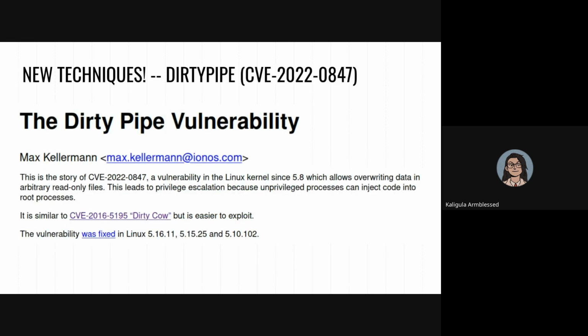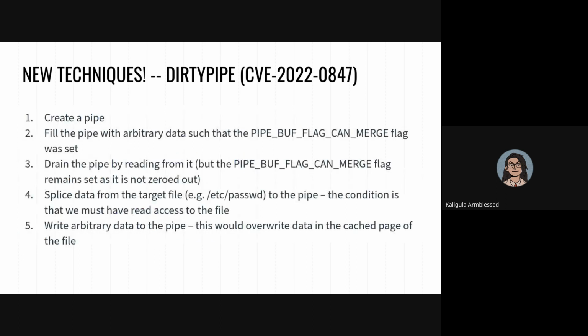Yes, there's also Dirty Pipe, CVE-2022-0847. This was actually discovered by Max Kellermann when trying to debug something. This is similar to Dirty Cow, but it is very easy to exploit, which is very nice. How this works is that there's the PIPE_BUF_FLAG_CAN_MERGE flag, and this basically allows you to write to a certain file if you splice data. So this can give you some sort of arbitrary write to any file that you want.